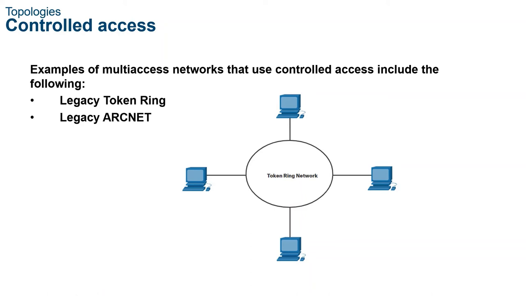The next one is controlled access. In a controlled-based multi-access network, each node has its own time to use the medium. These deterministic types of legacy networks are inefficient because a device must wait its turn to access the medium. Again, today Ethernet networks operate in full duplex and do not require an access method. This legacy controlled access includes token ring and the legacy ARCnet. When we say legacy, it is almost not existing. It's obsolete already.